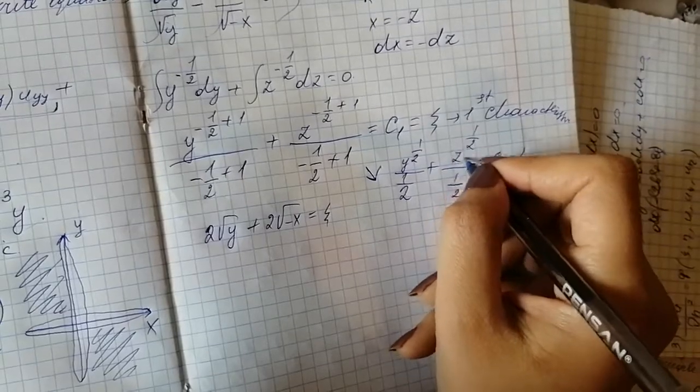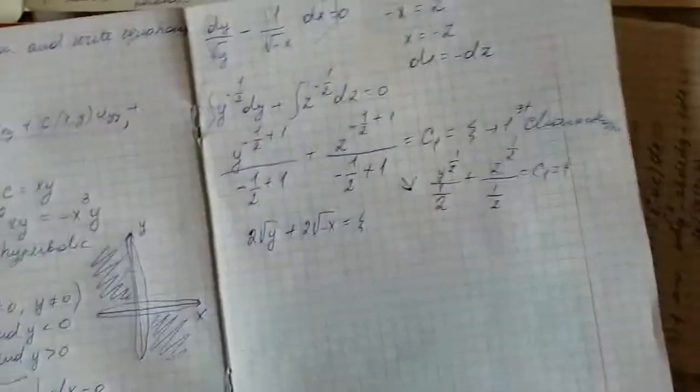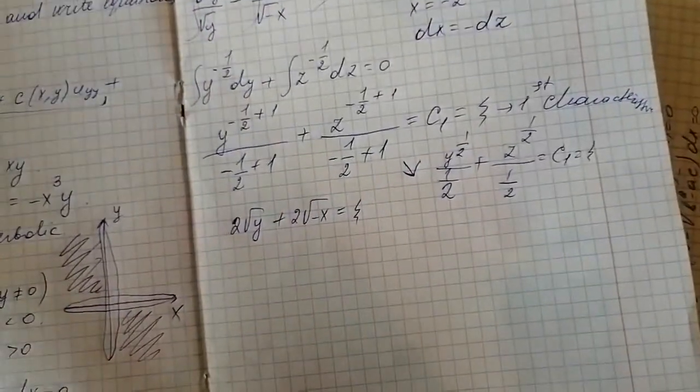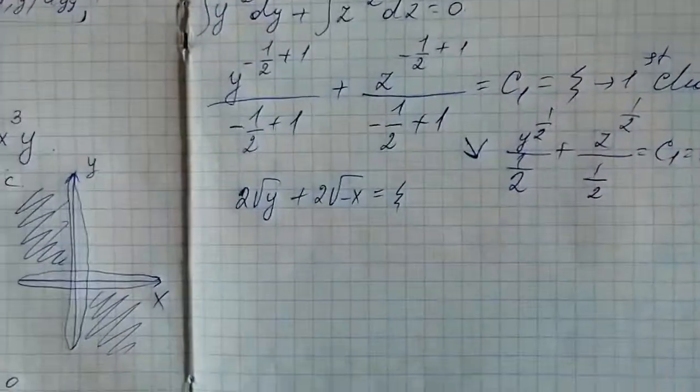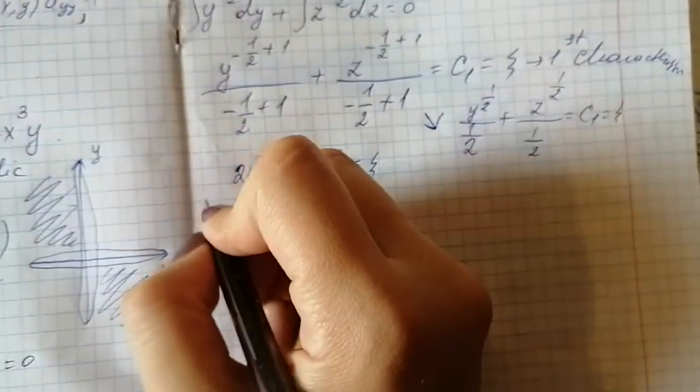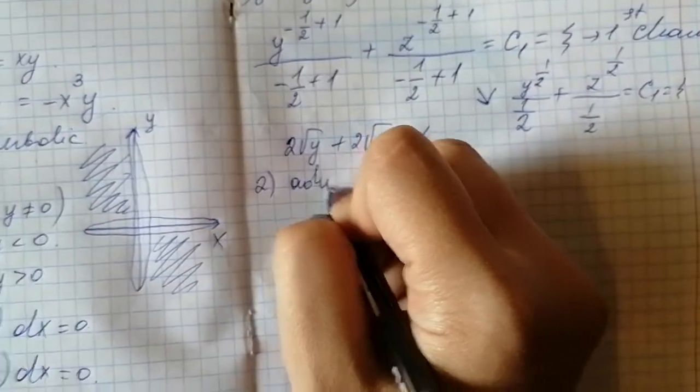We write negative x instead of z because we substituted it, and now we get back. This is our first characteristic of the hyperbolic type equation. In order to find the second of it, we write this formula.